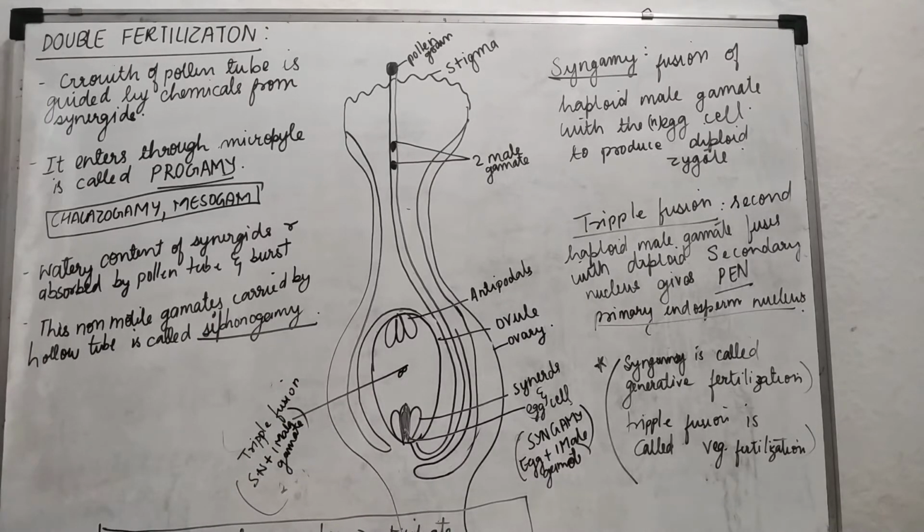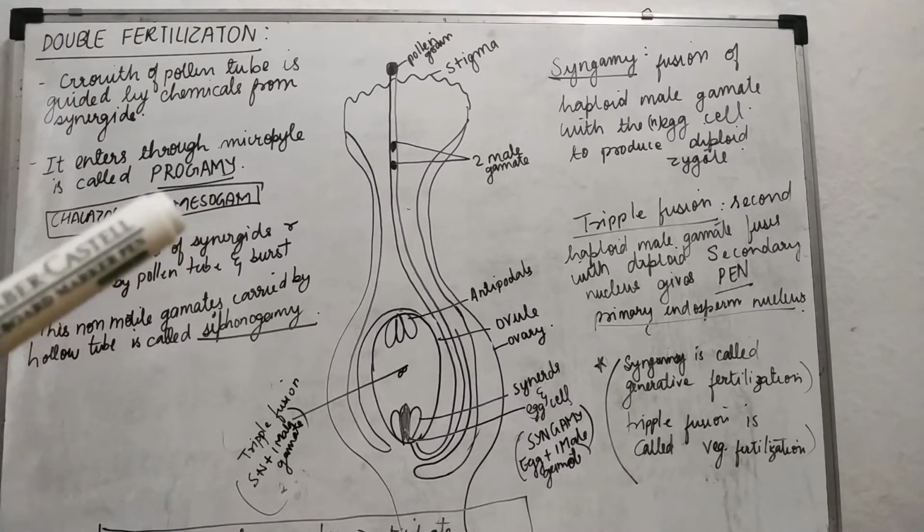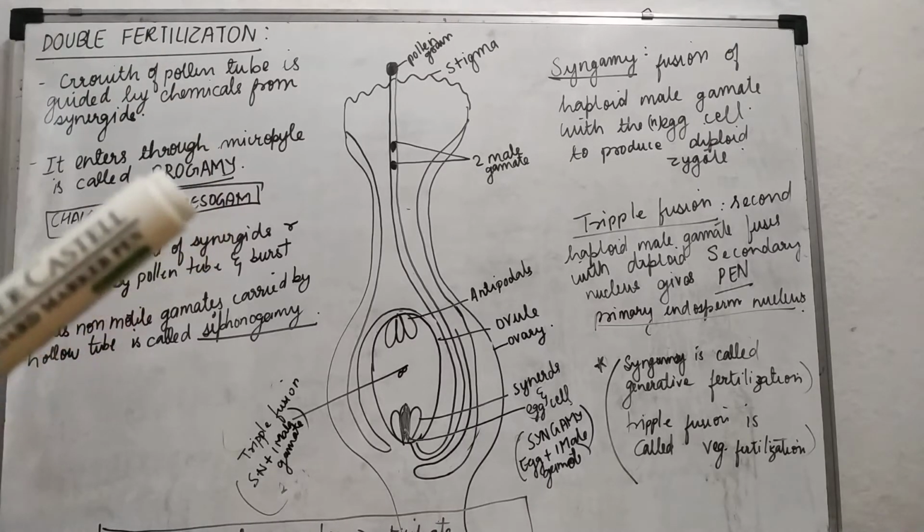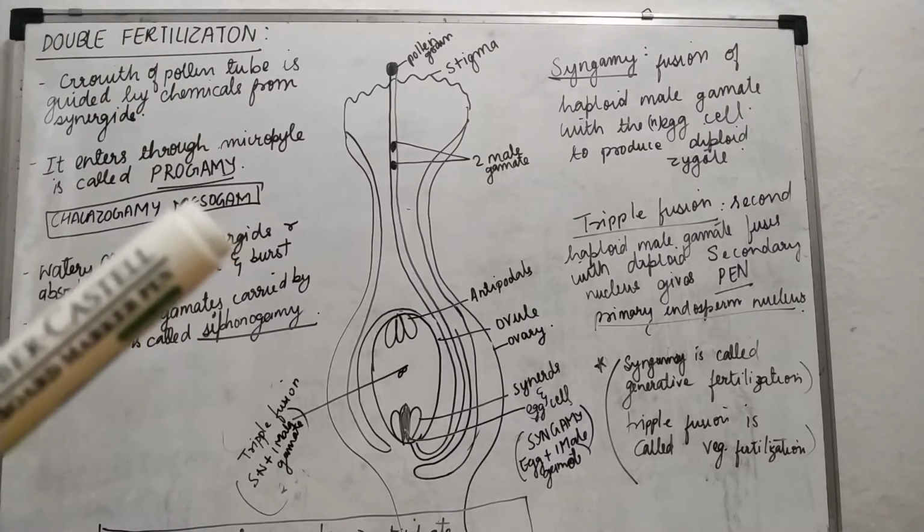Now this entrance of the pollen tube through the micropyle is called progamy. You can see I have written there, it enters through the micropyle. When the pollen tube enters through the micropyle, it is called progamy.